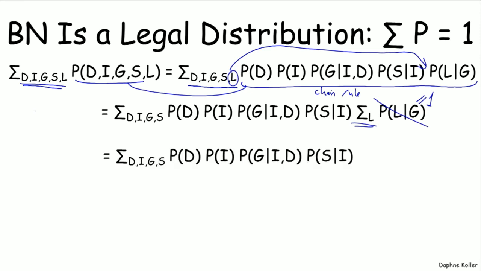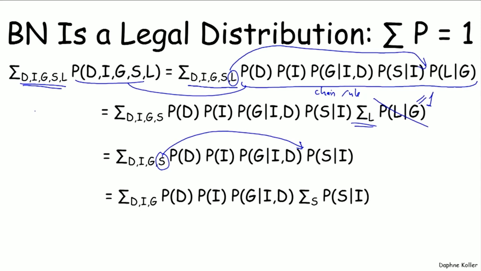And now we can do exactly the same thing. We can take S and move it over here. And that gives us that. And this too is the sum over a row of a CPD. So this too cancels and can be written as 1.